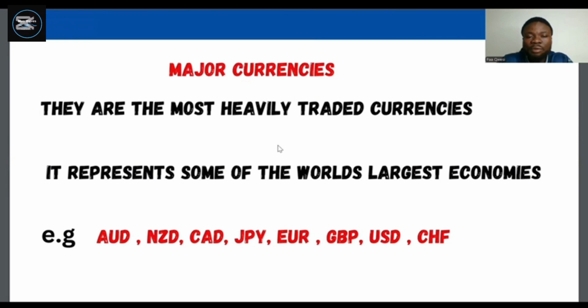When it comes to the forex market, we have tons of currency pairs that you can trade, coming from developing countries to developed countries. We have a lot of currency pairs that you can be trading. So we have major currency pairs. The major currency pairs include the Australian dollar, the New Zealand dollar, the Canadian dollar, the Japanese yen, the euro, the Great Britain pound, the United States dollar, and the Swiss franc. So these are the major currency pairs.